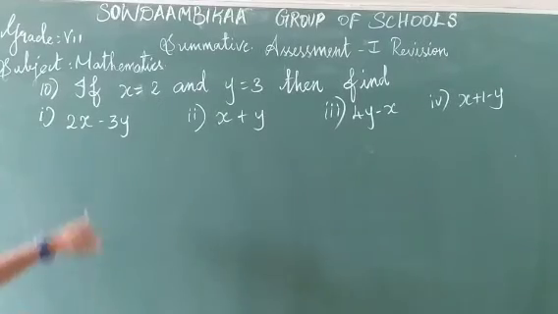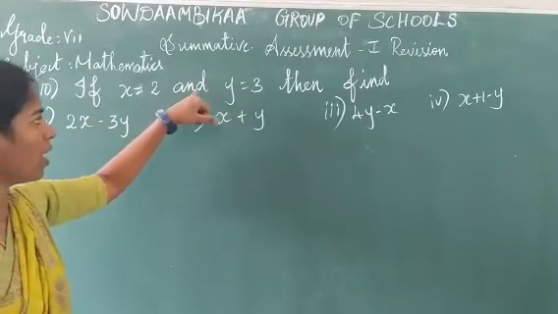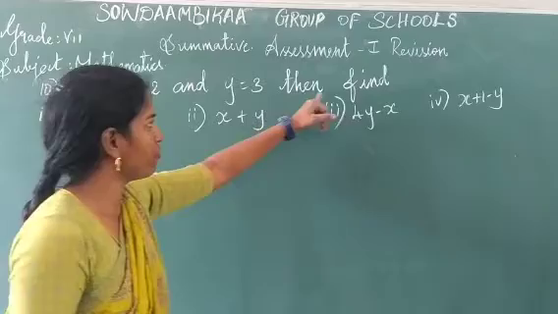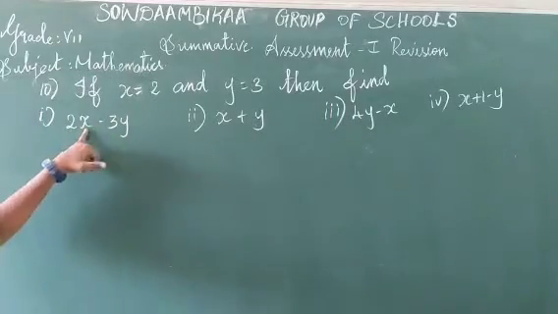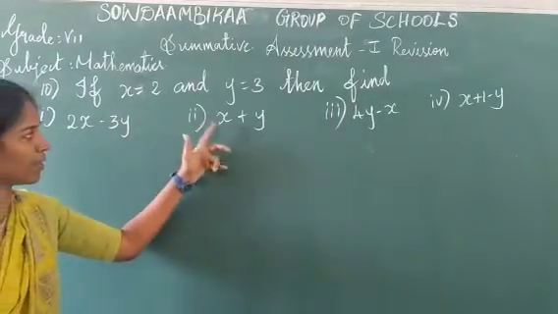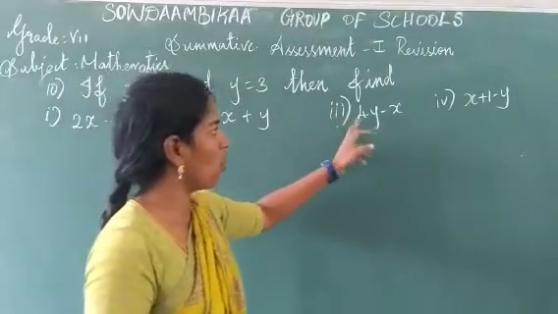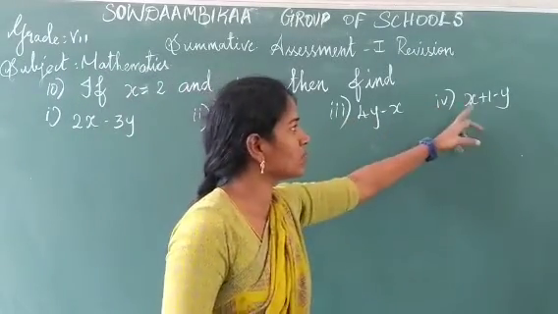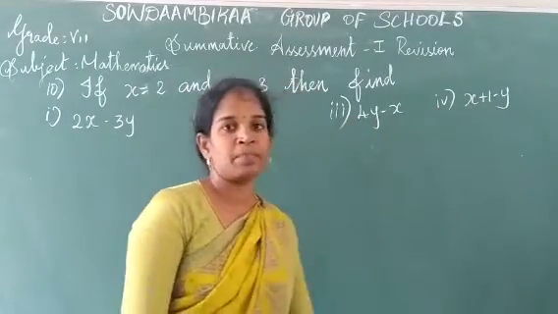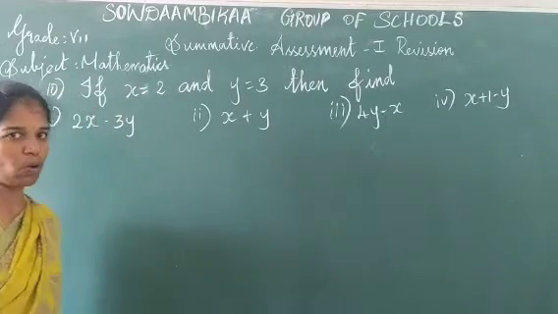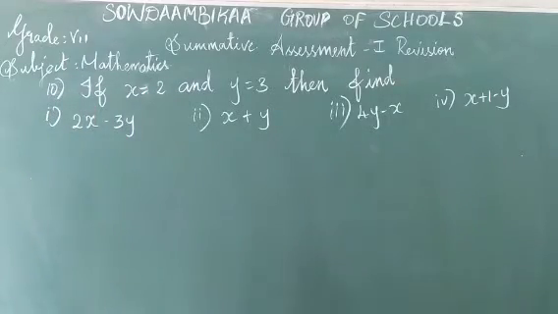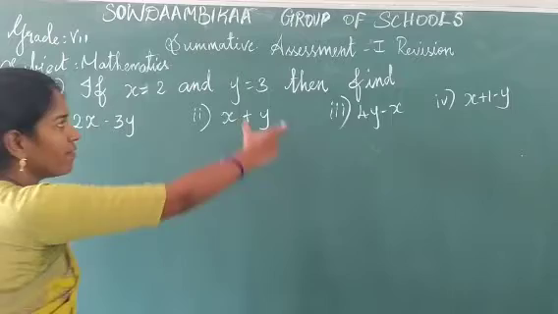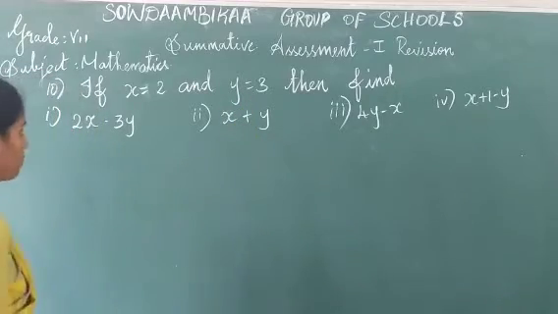10th sum here. If x is equal to 2 and y equal to 3, then find what is 2x minus 3y, and second, x plus y, and third question, 4y minus x, and fourth question, x plus 1 minus y. First we have to solve one by one. Okay dear, what is the given value? X value is 2 and y value is 3. Okay.